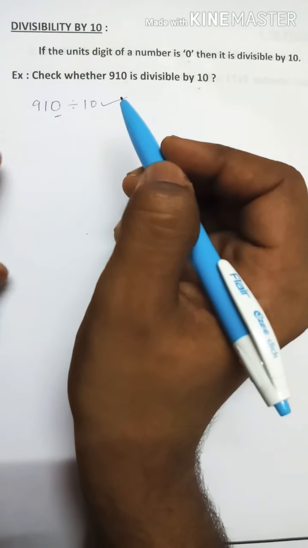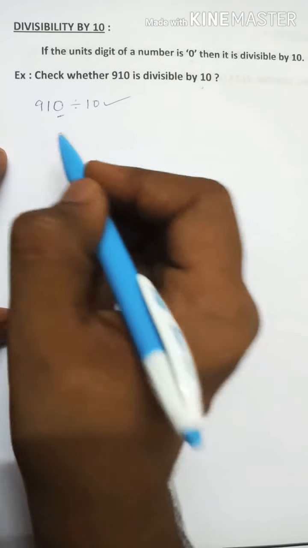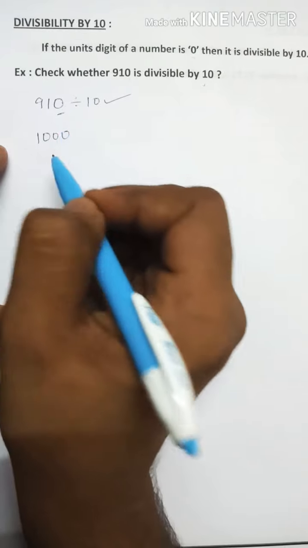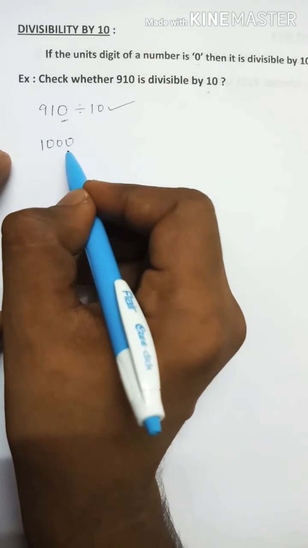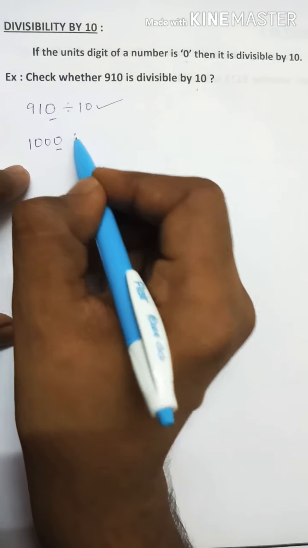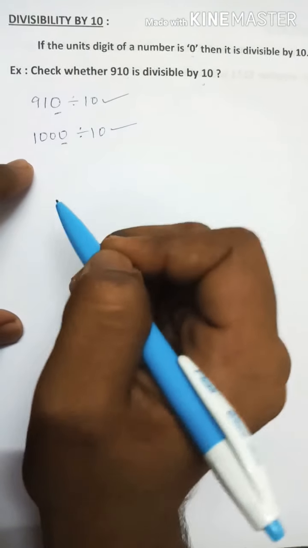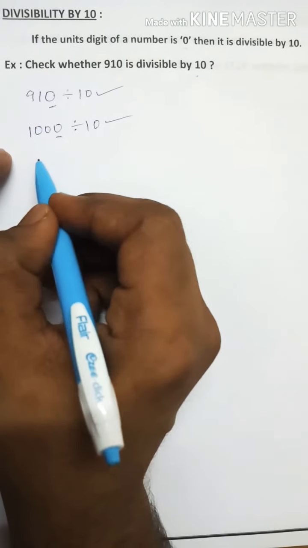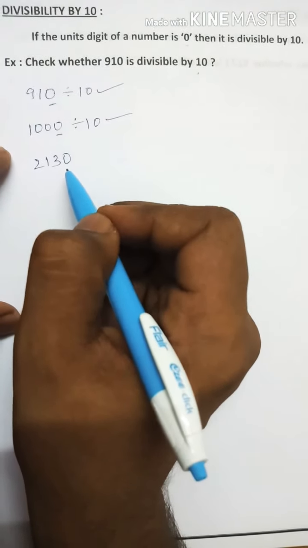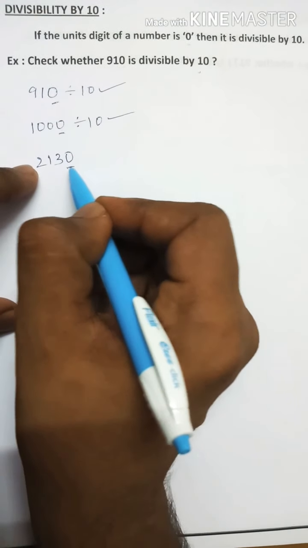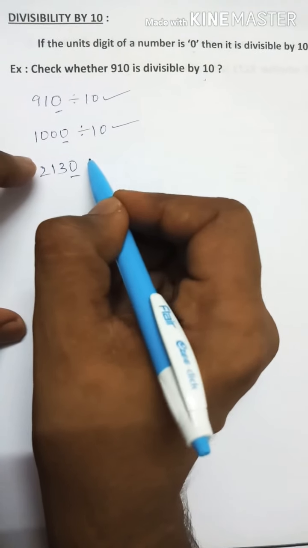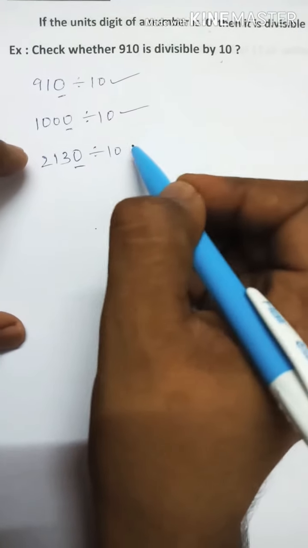Okay. So let us take one more number. So here I am taking 1000. If you observe carefully, in units place we have 0. So from this we can say that 1000 is divisible by 10. In the same way, let us take one more number, 2130. Again, if you observe carefully, in this number, in units place we have 0. So from this we can say that 2130 is divisible by 10.